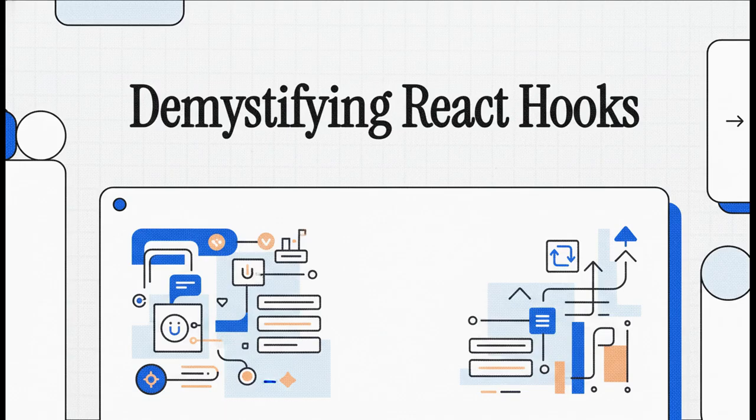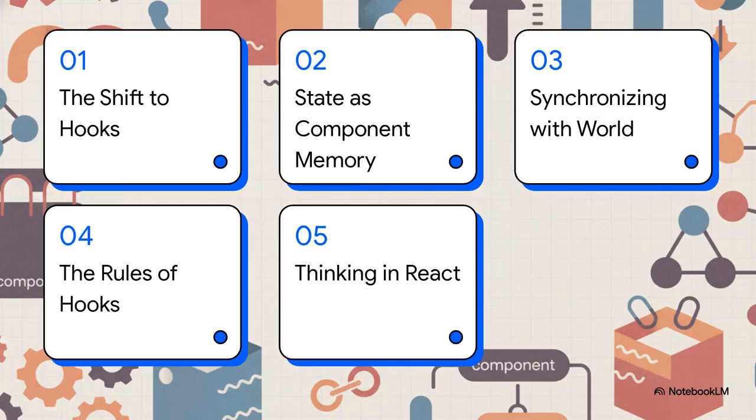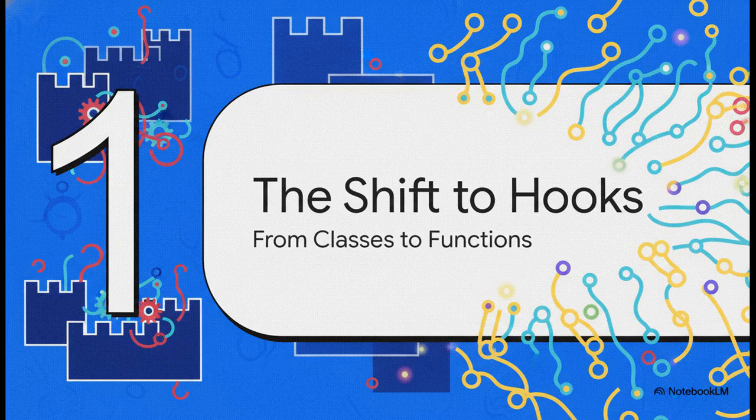And we'll start right at the beginning. Why this massive change happened in the first place. So here's the game plan. We'll kick things off with the big why, that whole shift from classes to functions. Then we're diving into the heavy hitters, useState, which I want you to think of as component memory, and of course, the one everyone struggles with, useEffect. After that, we'll quickly cover the rules that hold it all together, and then we'll wrap up by really locking in these new ways of thinking in React. All right, let's get right into it.